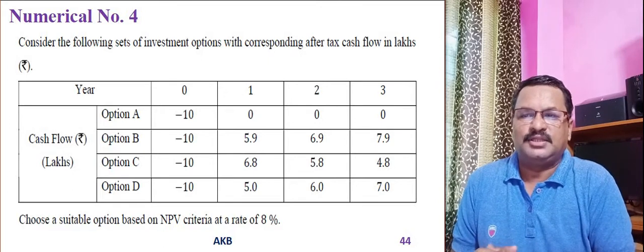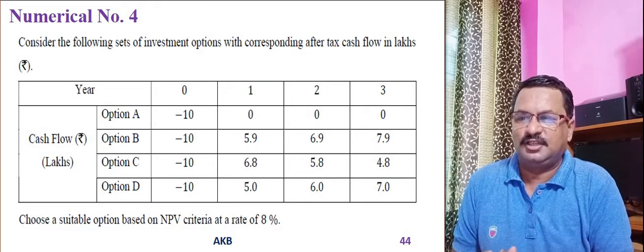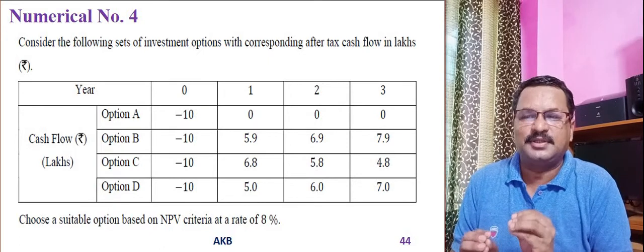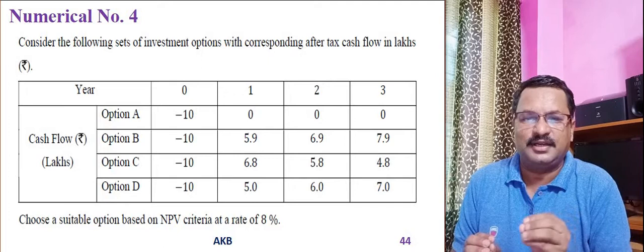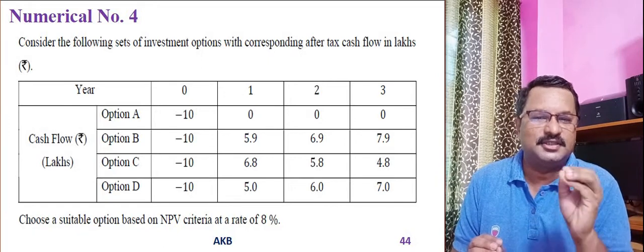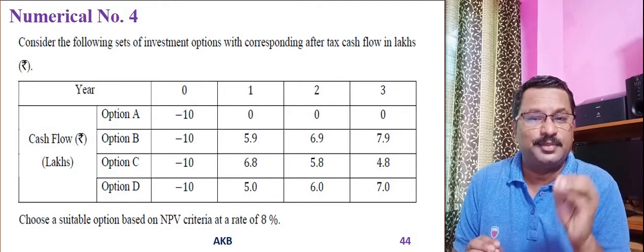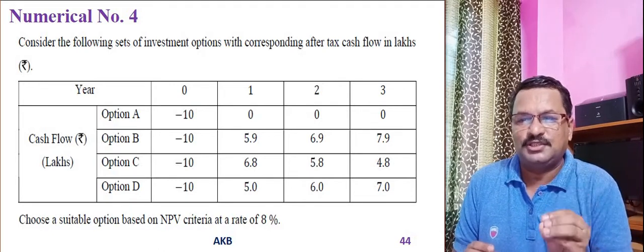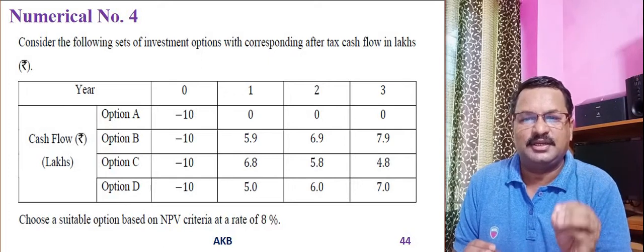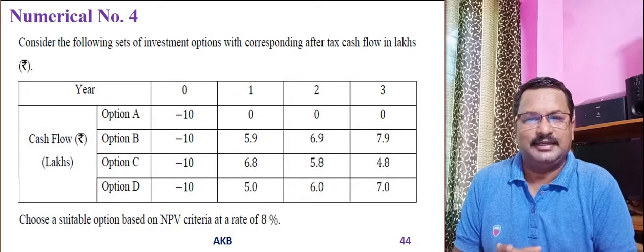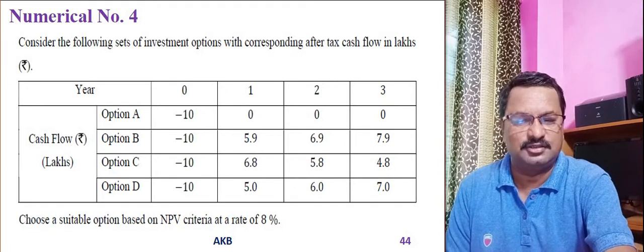So based on the information that is given in the table, we are supposed to choose a suitable option based on NPV criteria. NPV stands for net present value, which is nothing but net present worth. So we are supposed to choose a suitable option based on net present value criteria at an interest rate of 8%. So let us solve this.